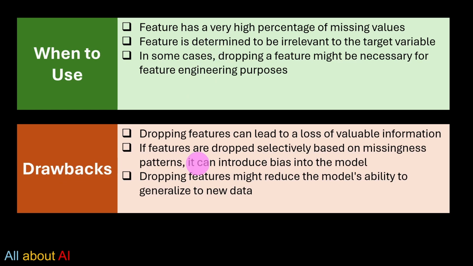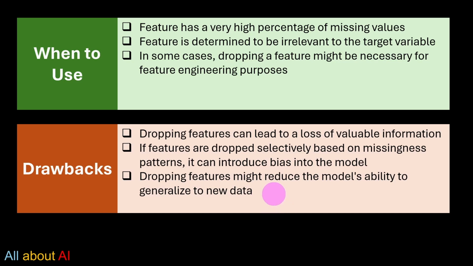Now the drawbacks for this one is dropping a feature may again lead to loss of valuable information. If we drop the feature selectively based on missing pattern, it can introduce bias. Dropping a feature might reduce the model's ability to generalize to new data.